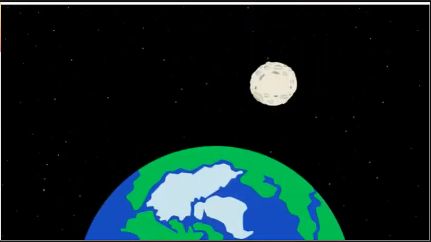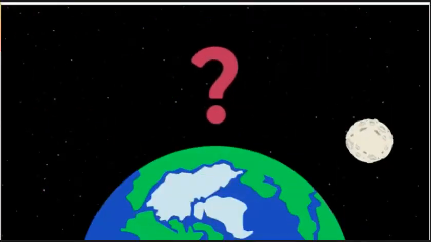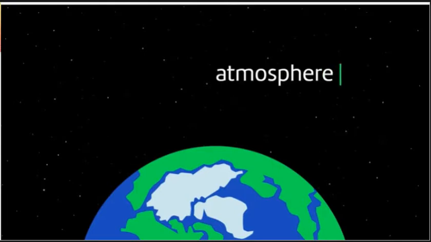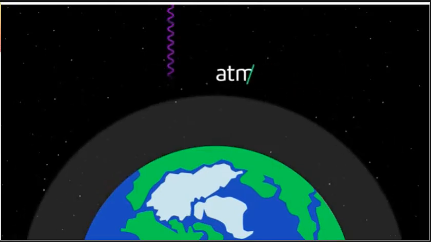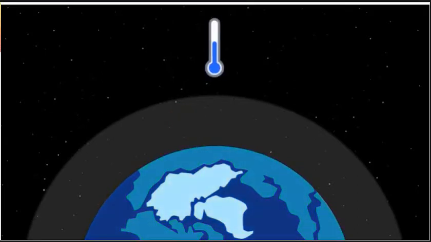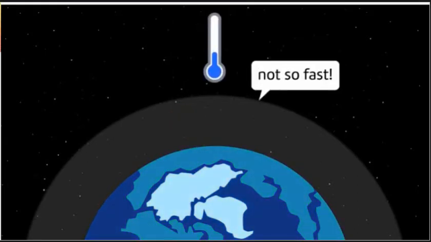So, why the difference? The answer is the atmosphere. It protects us from a lot of the sun's energy, but also traps some that gets through so that, for example, at night, temperatures don't fall that much, especially if it's cloudy.